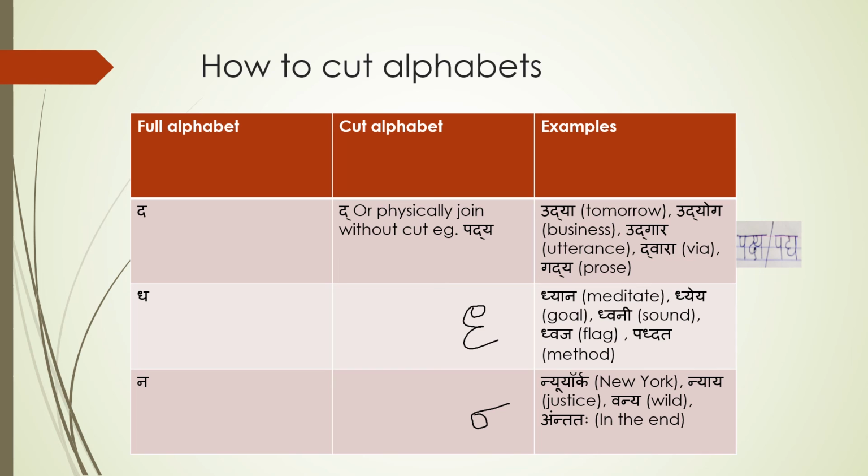Same is the case with N. Examples: New York. N and Y are attached together. New York. Nyay. Vanya. Antataha.